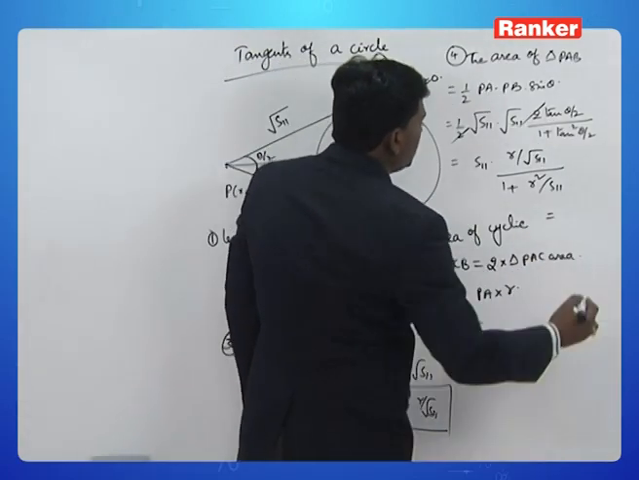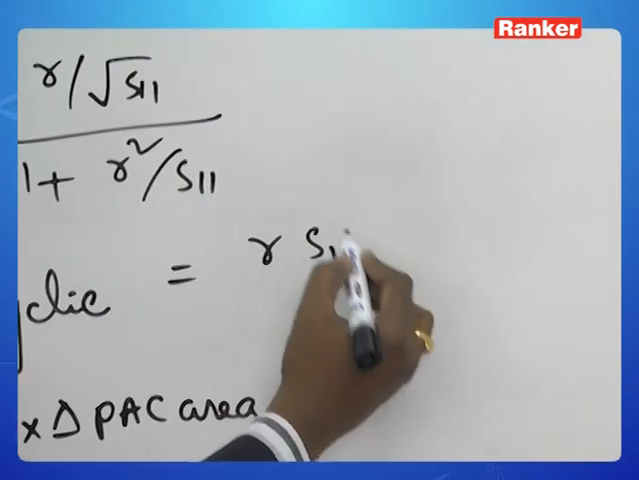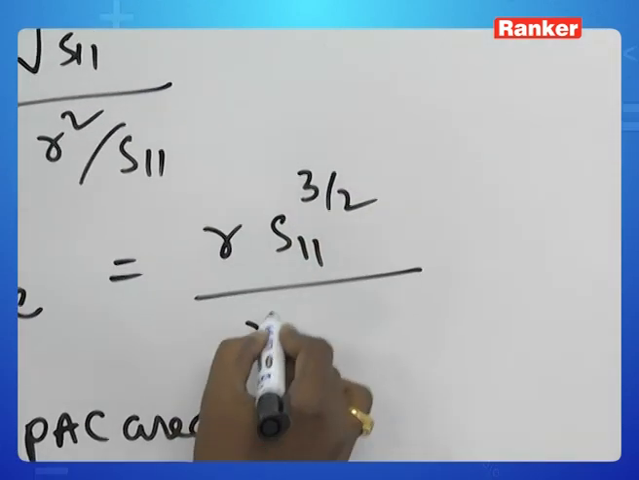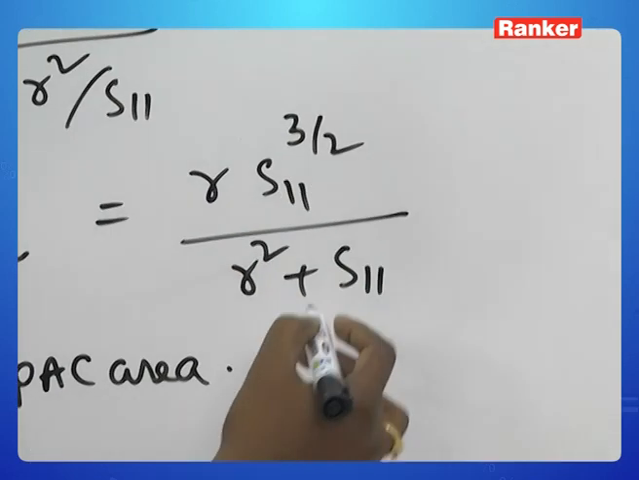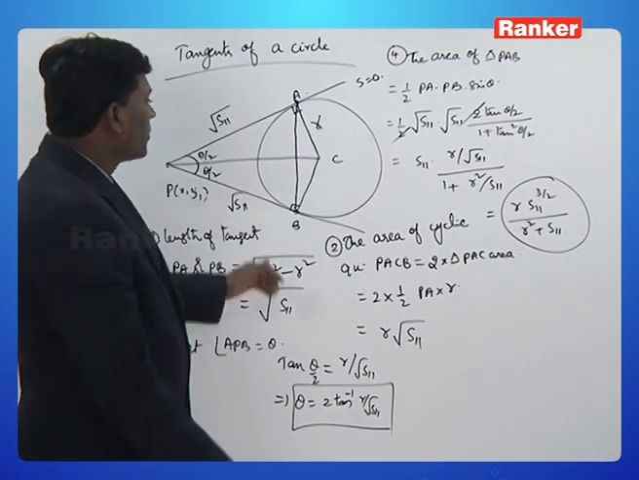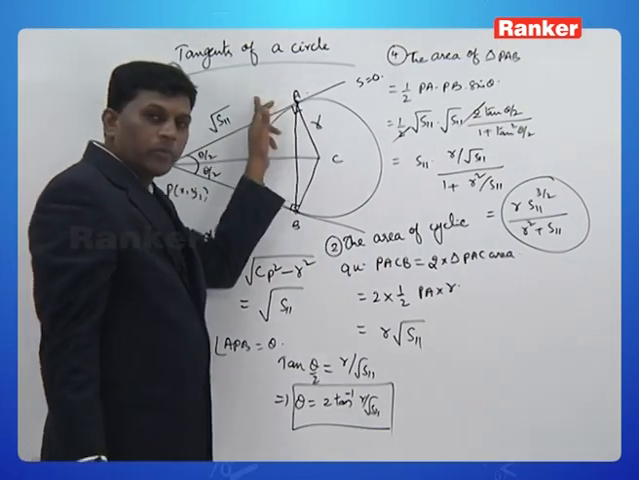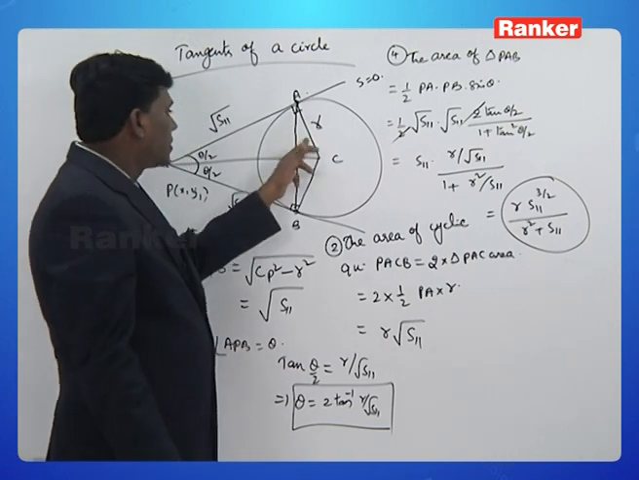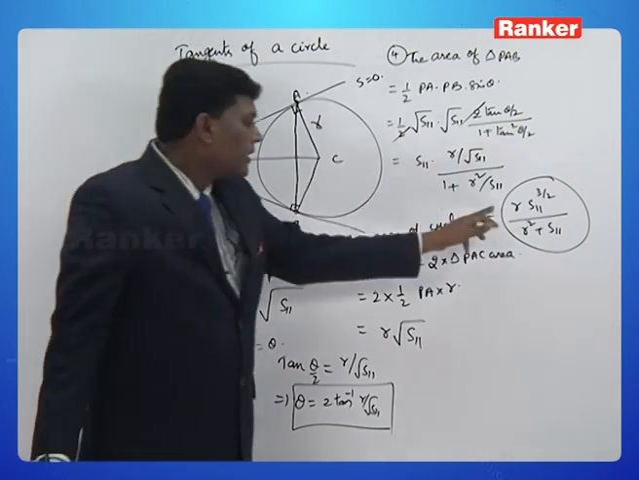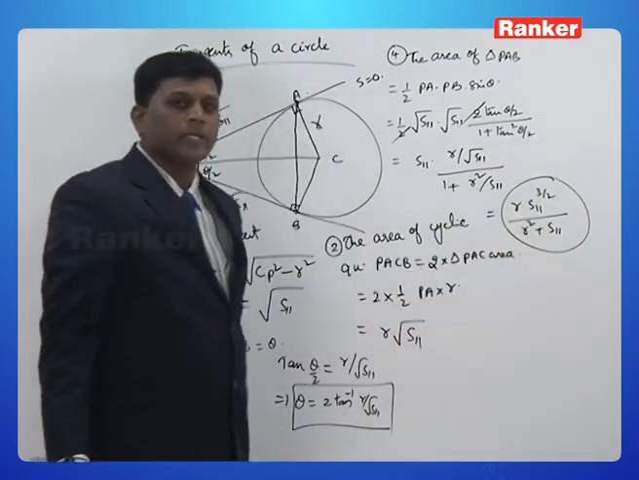Simplifying this, you are getting R into S11 power 3 by 2 by R square plus S11. This is the fourth important point we are deriving in this. Here, the area of triangle formed by both the tangents and their chord of contact is R into S11 power 3 by 2 by R square plus S11.